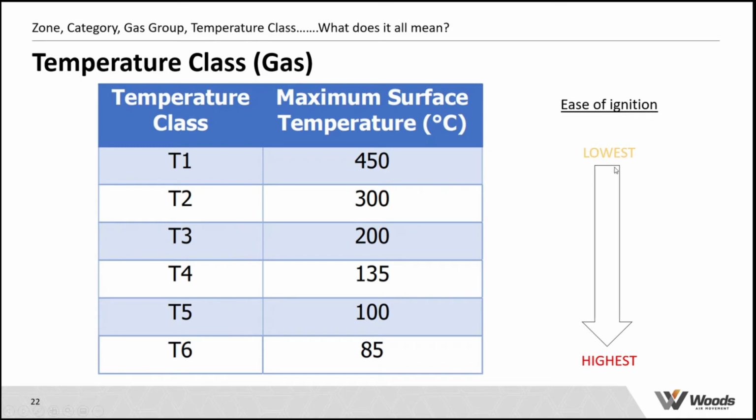Okay, again, listed in ease of ignition. So a T6 motor would cover everything. A T1 motor would only cover T1. So obviously it's going to be higher than the T2, T3. But this is probably the most common classification for motors.